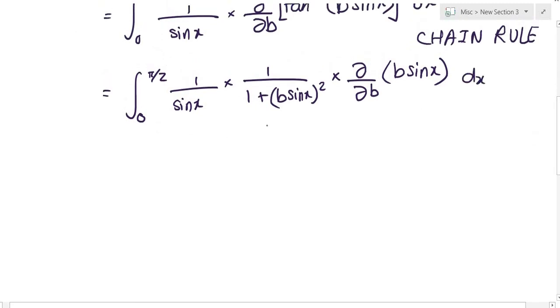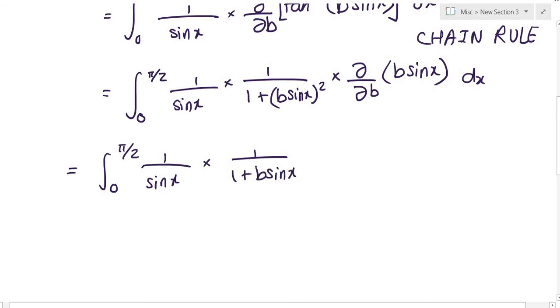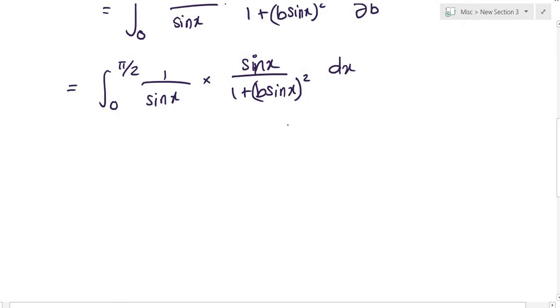That's the chain rule. Don't forget your dx, because everything is still under the integral sign. So we have the integral from 0 to pi over 2, 1 over sine of x times 1 over 1 plus b times sine of x, the whole thing squared. And then since sine of x is a constant in the b world, you can just pull it out, and the derivative of b with respect to b is 1. So you can just multiply by 1. Just ignore that because it's a product.